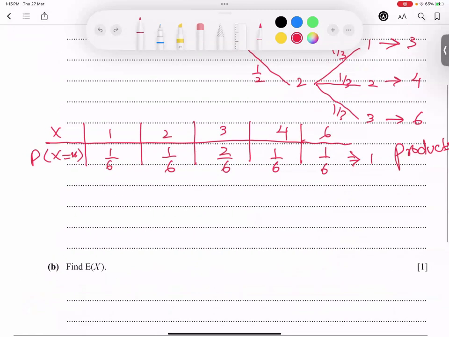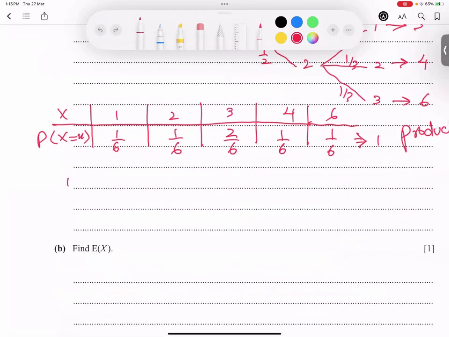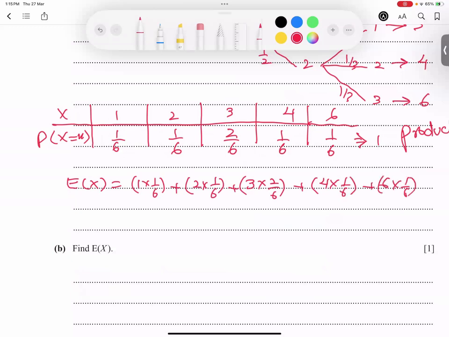Now he's asking for E of X, the mean. How will we find E of X, students? Not a hard job. Multiply them, multiply them, multiply them, and add them all. So I got 1 times 1 by 6, 2 times 1 by 6, 3 times 2 by 6, 4 times 1 by 6, and 6 times 1 by 6. Just a matter of typing in the calculator.